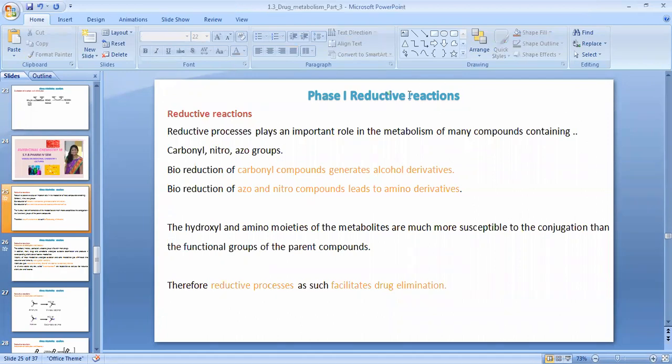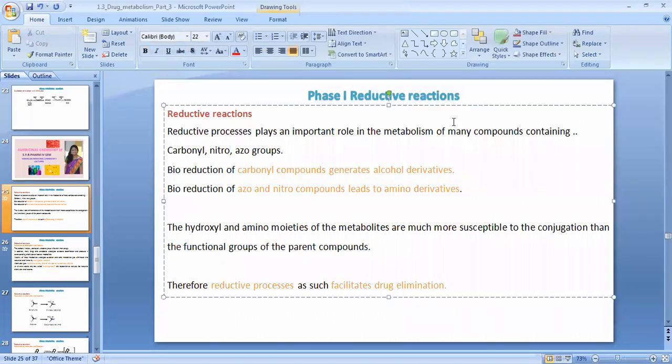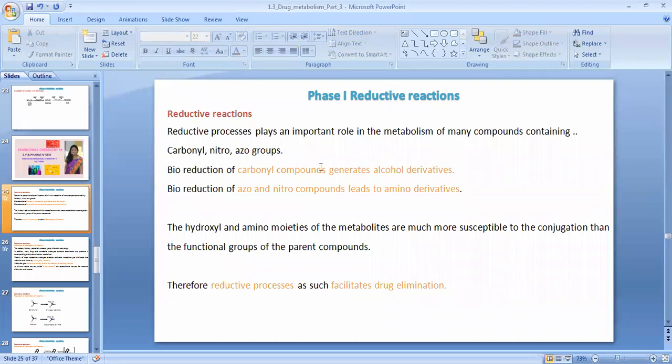Now we are going to discuss a second and very important type of metabolic reaction, that is reductive reaction. Now we all know the difference between oxidation and reduction. So what type of reductive reactions are proceeding in our body? These reductive reactions are going to play a very important role in the metabolism of many compounds.